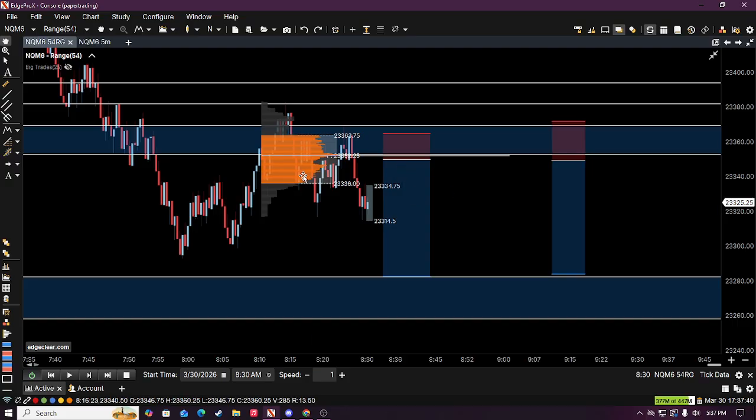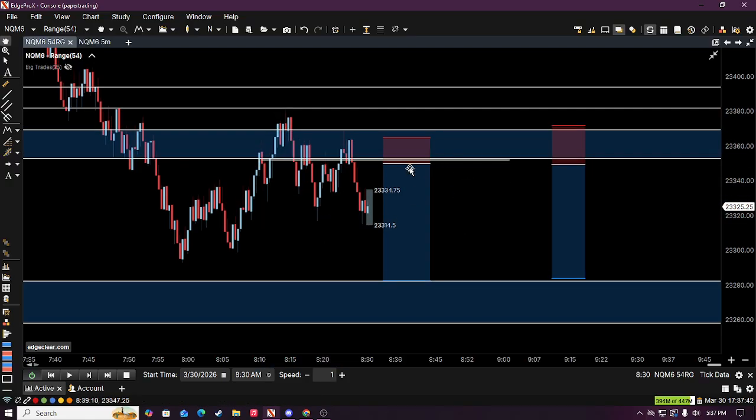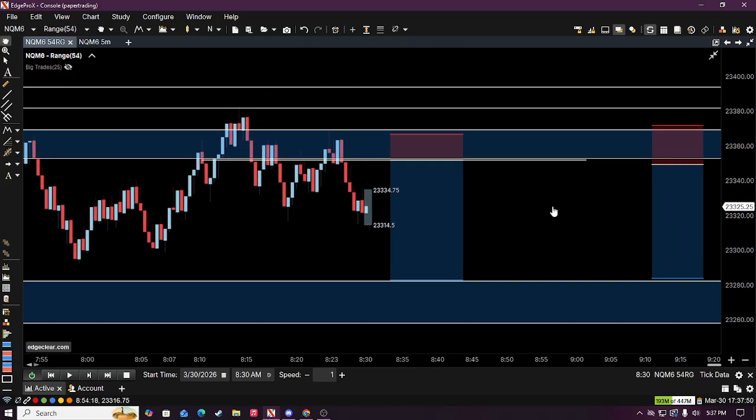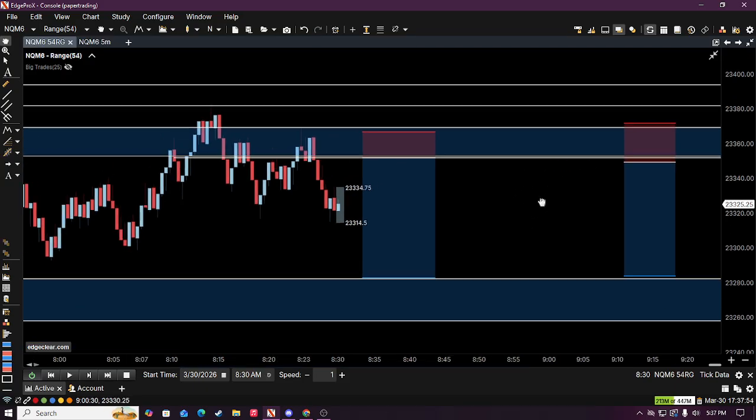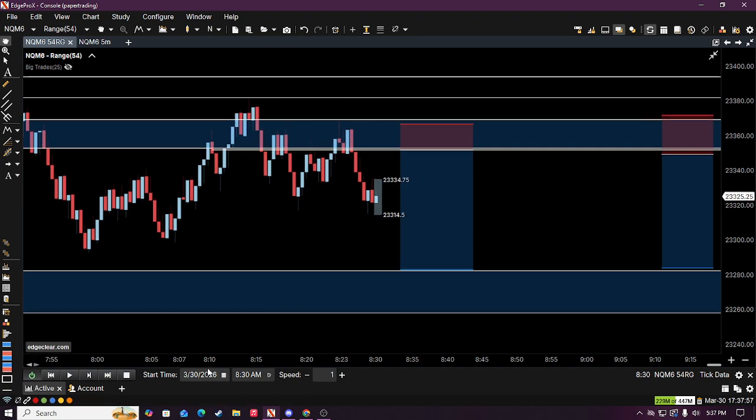Oh no, it is here. So this is the point of control, and remember the point of control, it is places where you can actually enter the market in, because there are pivot points. So I mark this.